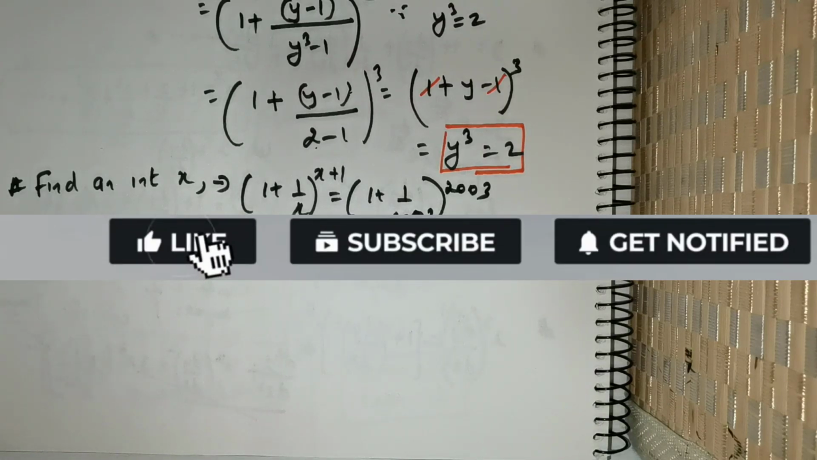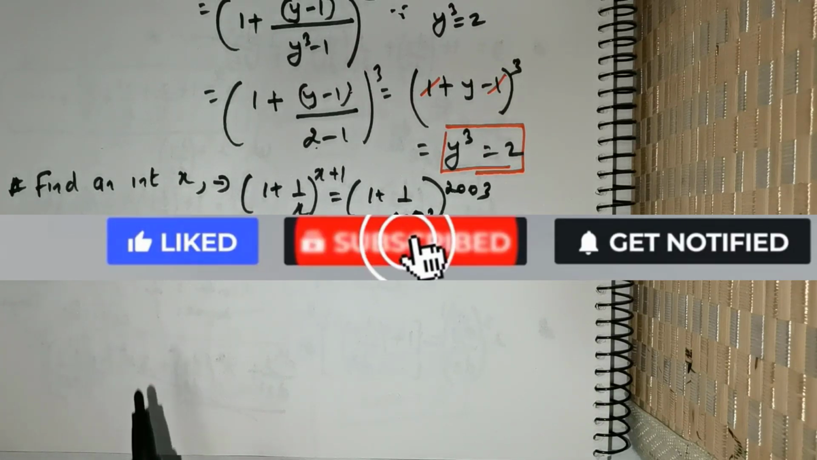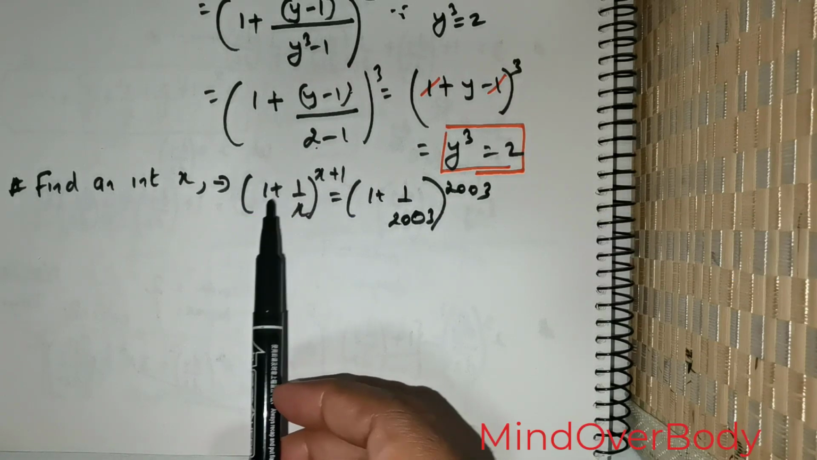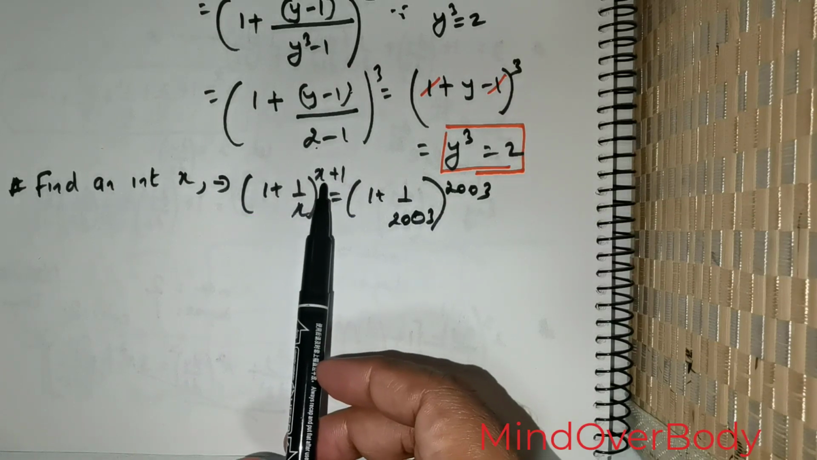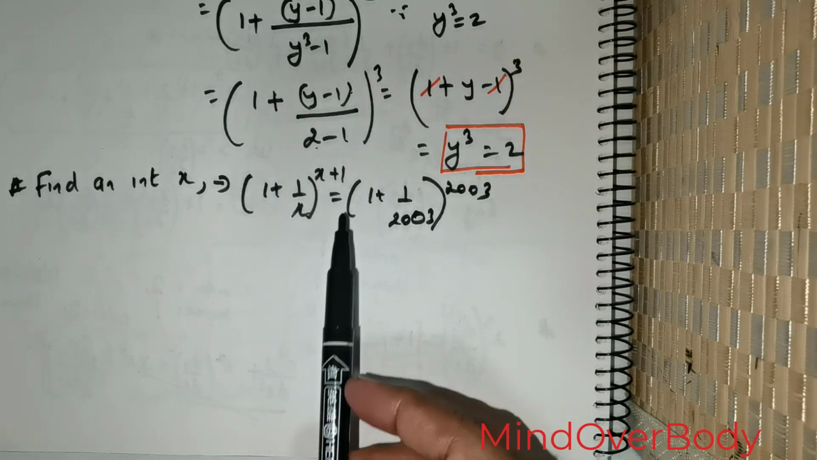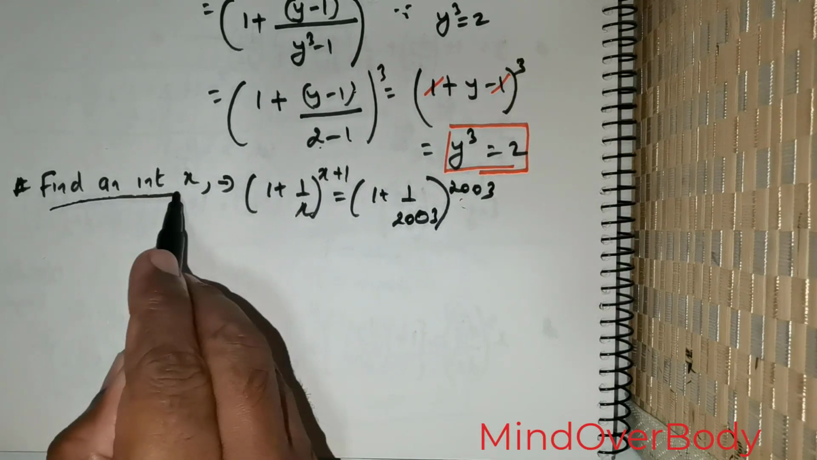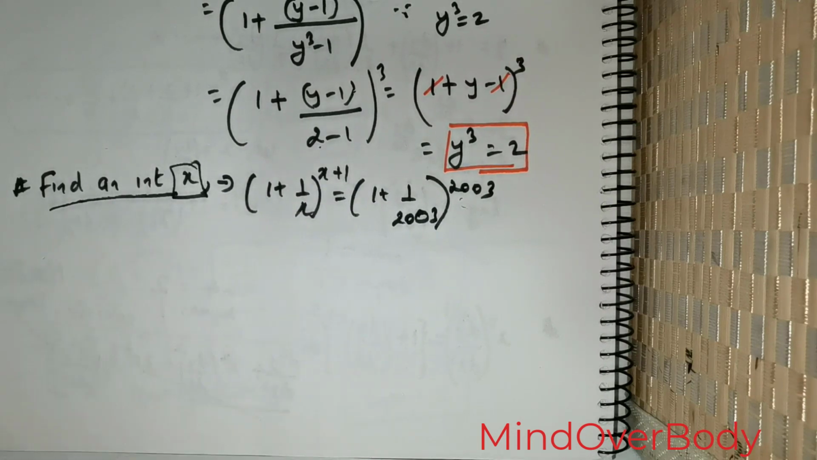Welcome students, we are given a beautiful exponential question here. On the left hand side we have the term (1 + 1/x) raised to the power of (x + 1), and it is equated to (1 + 1/2003) raised to the power of 2003. We are expected to find an integer x. So x is an integer, it's given as an integer.